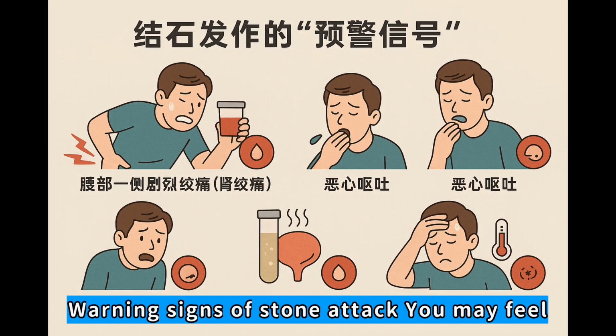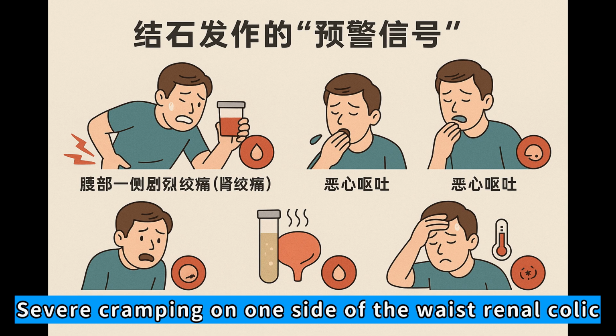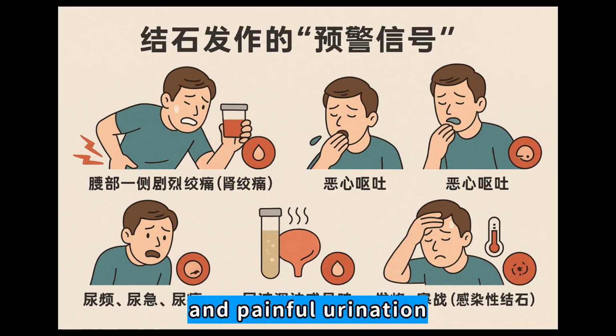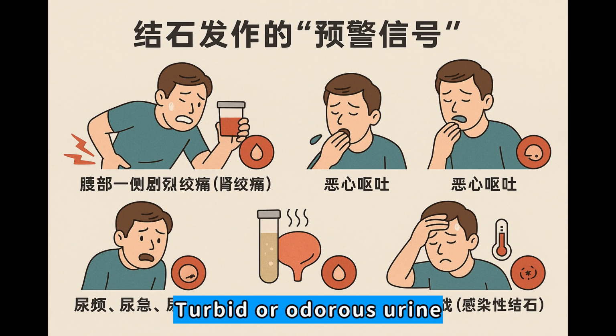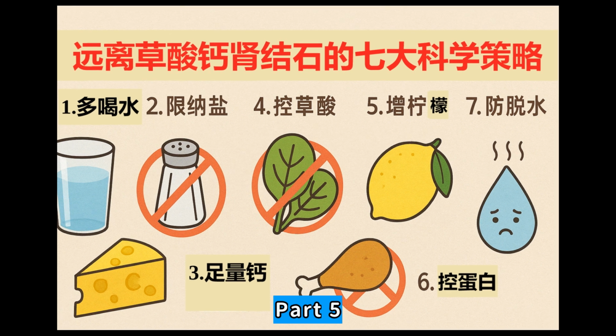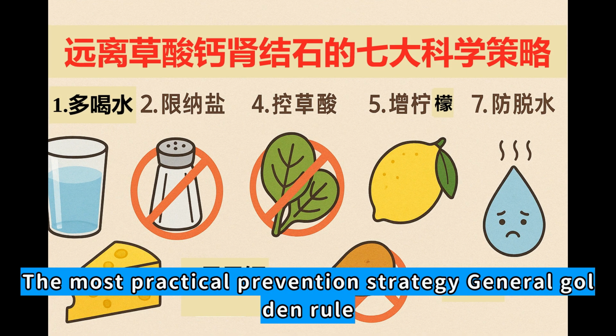Part 4. Warning signs of stone attack. You may feel severe cramping on one side of the waist, renal colic, blood in urine, nausea and vomiting, frequent, urgent, and painful urination, turbid or odorous urine, fever and chills. Infectious stones.